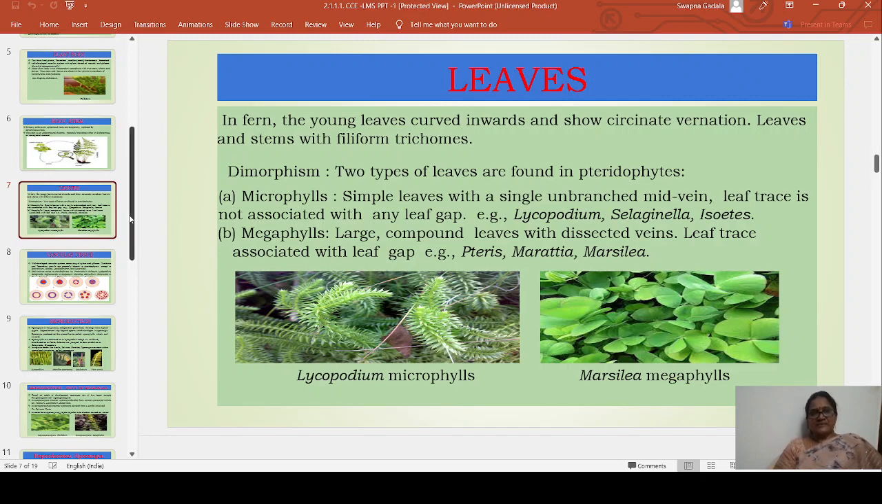And coming to the megaphylls, again the name is self-explanatory. Mega means large sized leaves. So here we can see large sized and compound leaves with many more veins. And here the leaf gap is also present. This type of leaves we can observe in Marsilea, Marattia and Pteris also. In ferns, the leaves during the young stage will be curled inwards, and this process can be termed as circinate vernation. In ferns, the leaf surface and the stem surface will be covered with hairy outgrowths which are known as filiform trichomes.